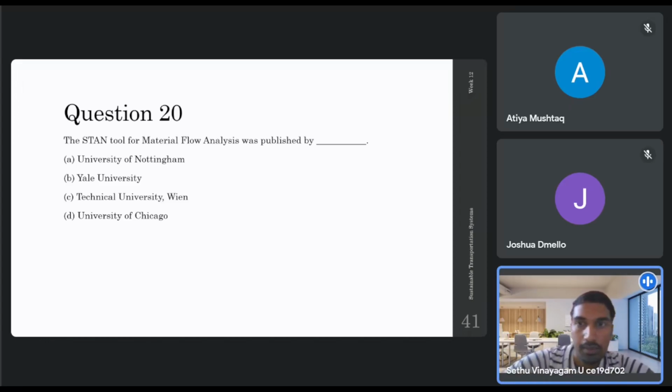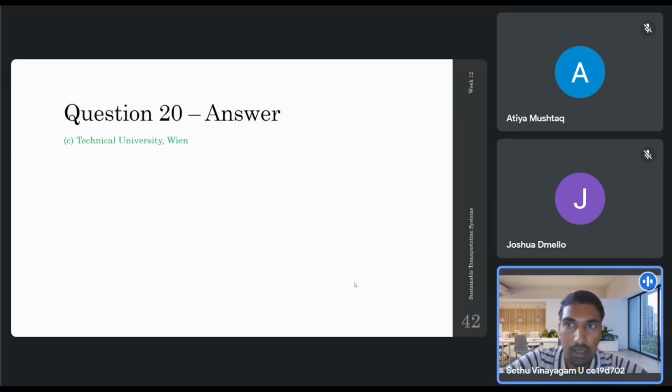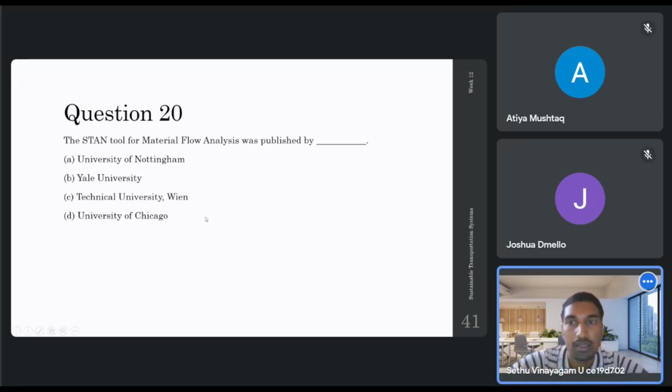We have one vote for C. Any other answers? All right. So the right option C, it is Technical University Vienna. I already gave away this answer in one of the previous questions. I told you these are the two institutes that you should remember from this week.